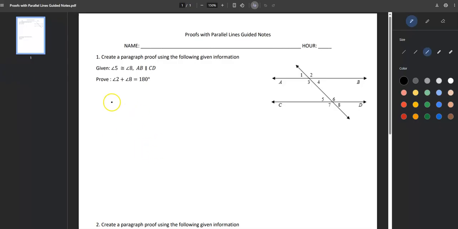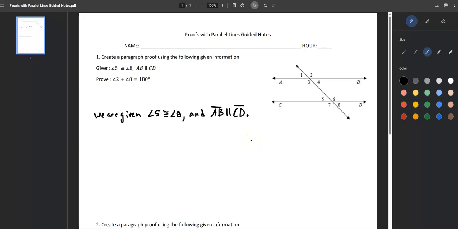The first thing we do is we always state what's given. So I'm going to put, again, we are given that angle 5 is congruent to angle 8, and line AB is parallel to line CD. So that's the first thing we're given.